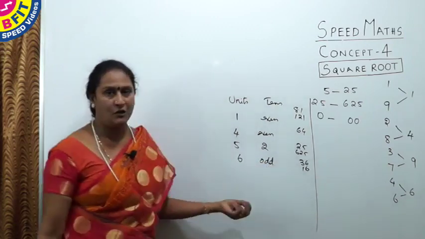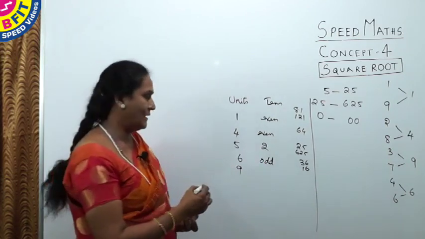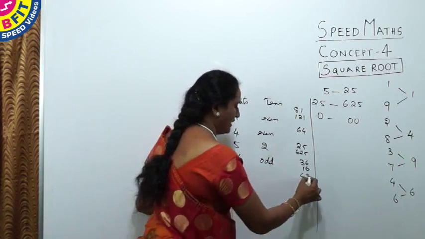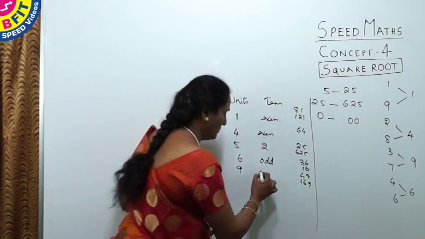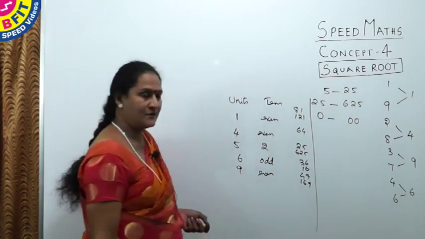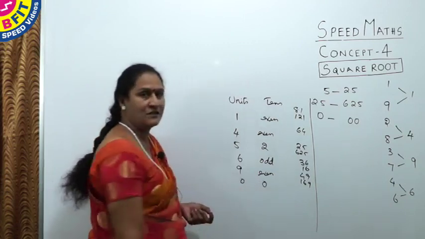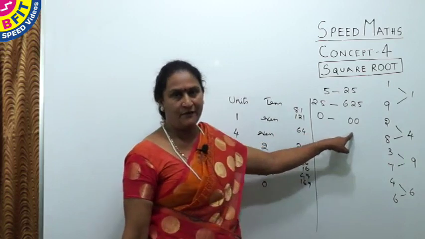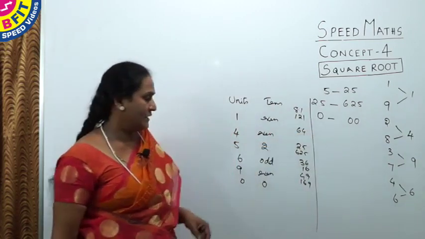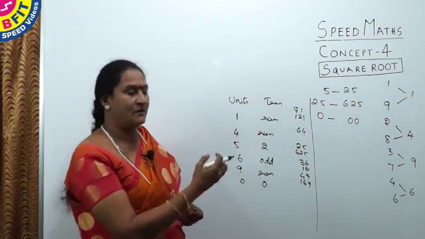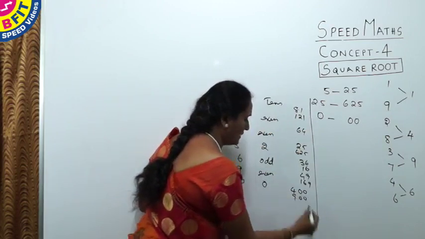So 7 and 8 are not possible. Suppose you have 9 in the unit place when you square a number. Say for example 49, 169. What are the possible numbers here? Only even numbers. And for 0, you should have only 0 in the tens place because of 2 zeros repeated. When you square a number ending with 0, you will have 2 zeros in the units and tens place, one in the units place, the other in the tens place. Say for example 400, 900.